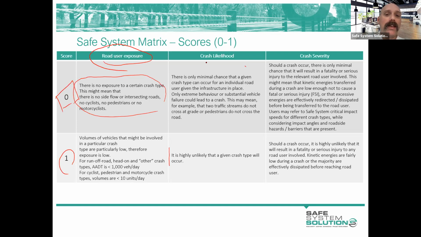The likelihood: there is only minimal chance that a given crash type will occur for an individual road user given the infrastructure in place. Only extreme driving behaviour with substantial vehicle failure could lead to a crash. This might mean, for example, that two traffic streams do not cross at grade, or pedestrians do not cross the road. Now, there gets more and more clarity around this, and we do need to acknowledge who's using the road and how it's being used on an everyday basis. So as I say, I don't think I have ever actually used a 0 for likelihood.